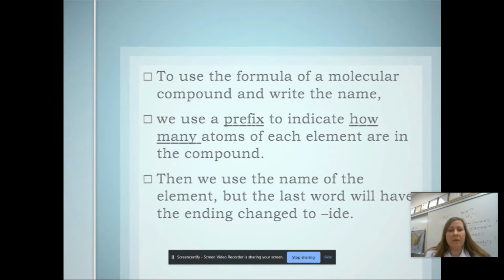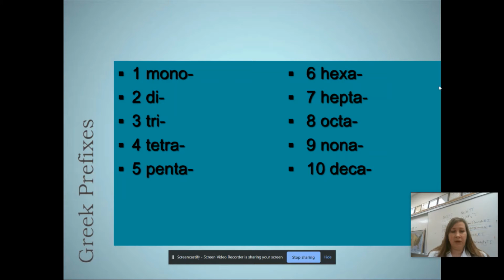Let's see. To use the formula of a molecular compound and write the name, we're going to use a prefix to indicate how many atoms of each element are in the compound. Then we use the name of the element, and we do that for both elements. Then we change the ending of the last word to be ide, I-D-E. So we might have bromine, we'll change it to bromide. Here are the prefixes. I think we've gone over these before.